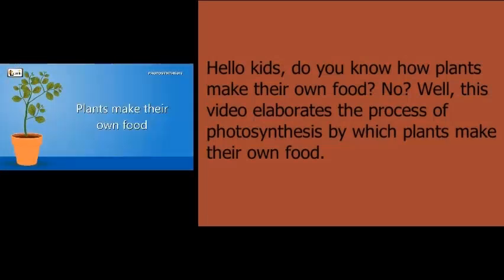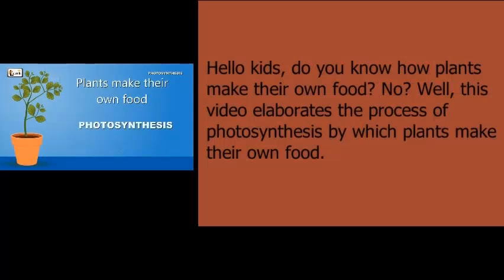Hello kids, do you know how plants make their own food? No? Well, this video elaborates the process of photosynthesis, by which plants make their own food.